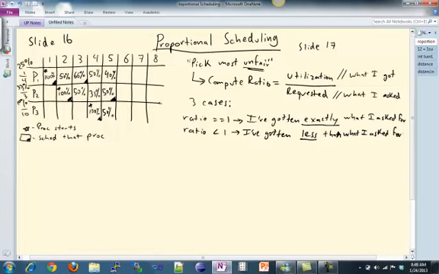Okay? And the last case is that the ratio, and I'm talking about the compute ratio here, is greater than 1. And so if the ratio is greater than 1, that means that utilization is bigger than requested. So I've gotten more than what I asked for.